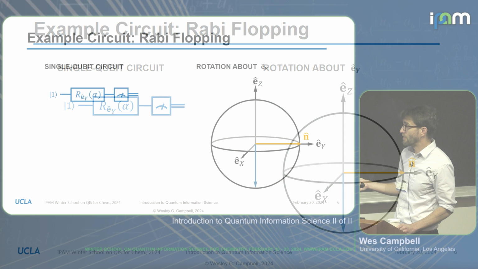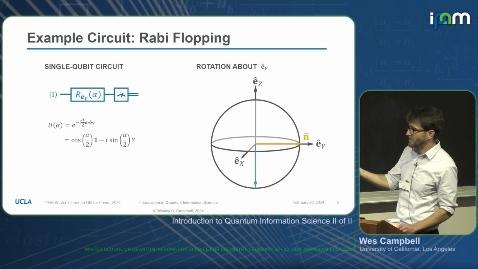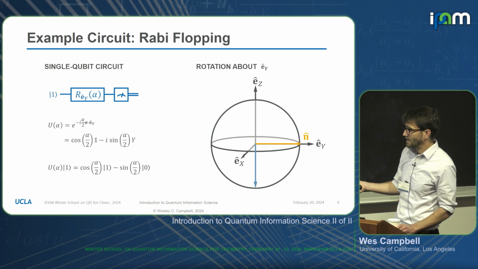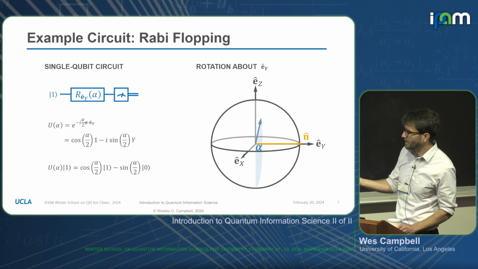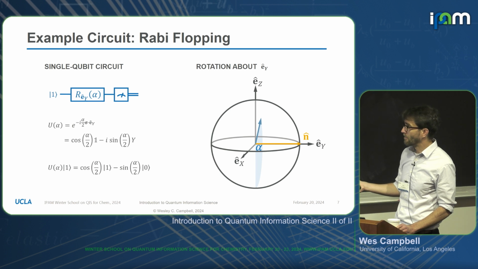So remember rotations: we rotate the Bloch vector about the positive y-axis through some angle alpha. The actual time evolution operator associated with that operation looks like this. So if we start in the 1 state, we end up with this superposition of 1 and 0, and it comes up here like this. I think I might be missing an i there. Have to think about it. So we rotate, and then we're going to measure.